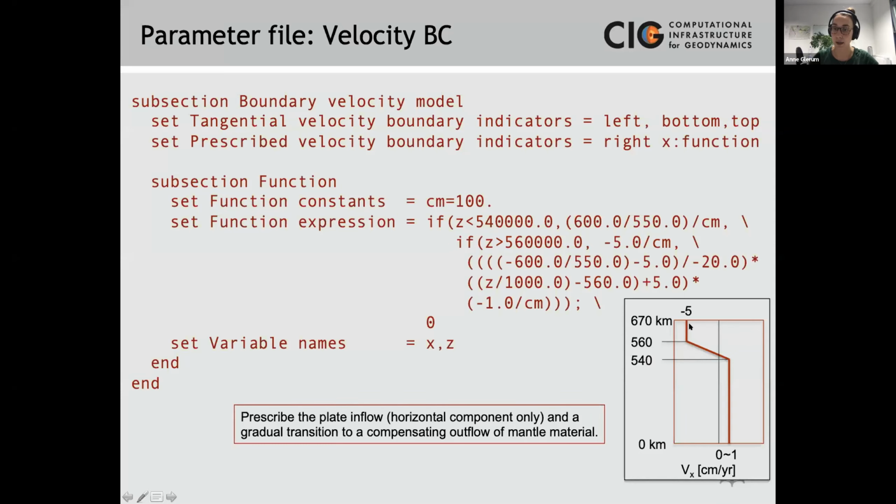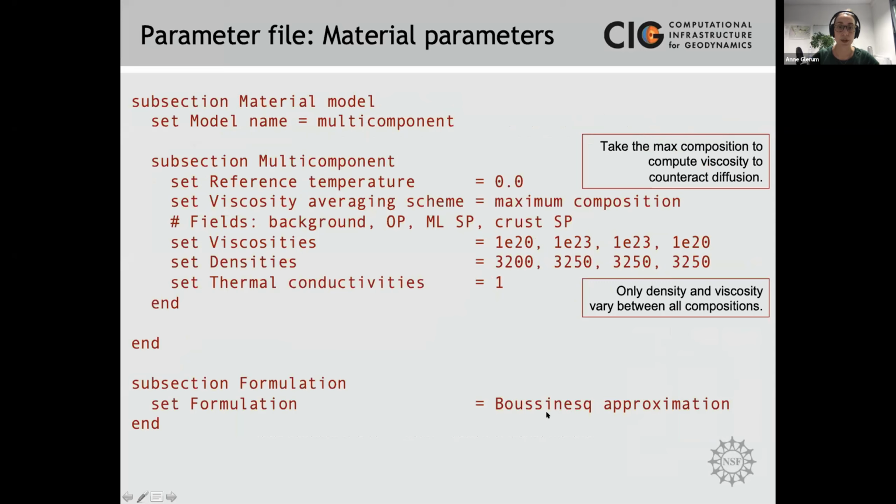But we specify on the right boundary this inflow of -5 centimeters per year along the thickness of the subducting plate, gradual transition to 1 centimeter per year outflow. In terms of the material model, we use multi-components. So this is a lot simpler than the viscoplastic material model, but it allows for having compositional fields with different properties, so any number of compositional fields.